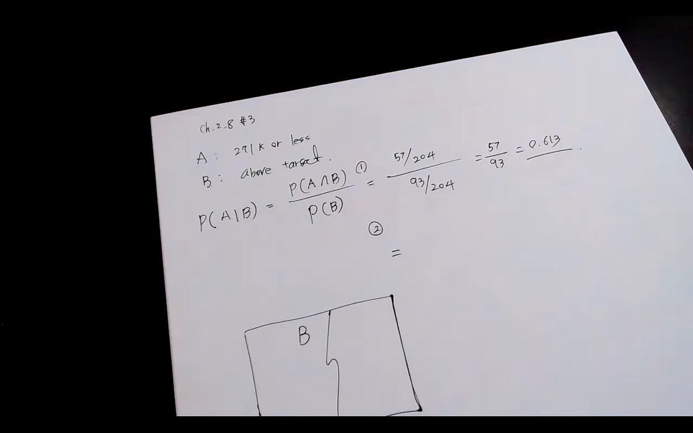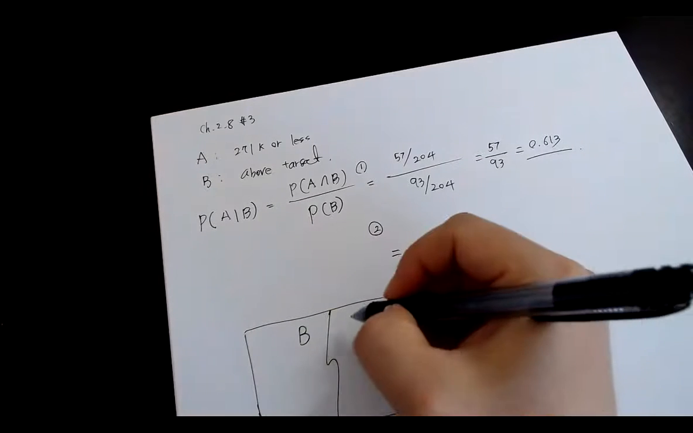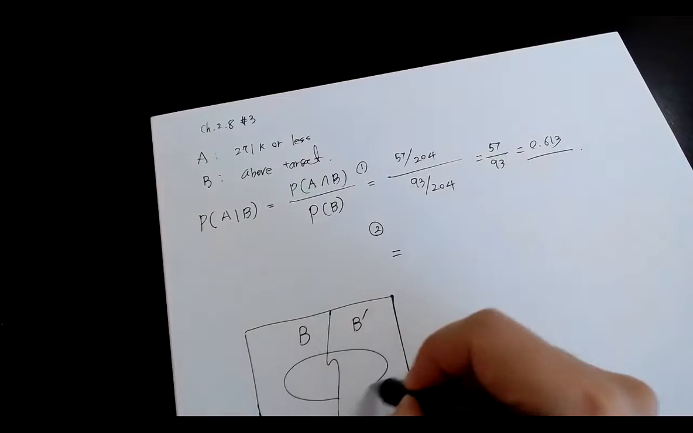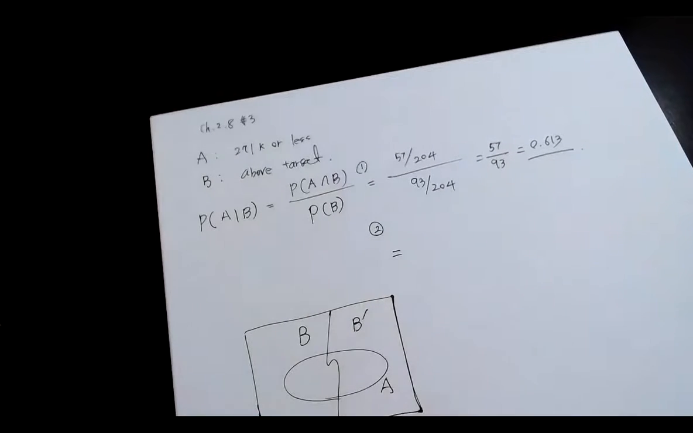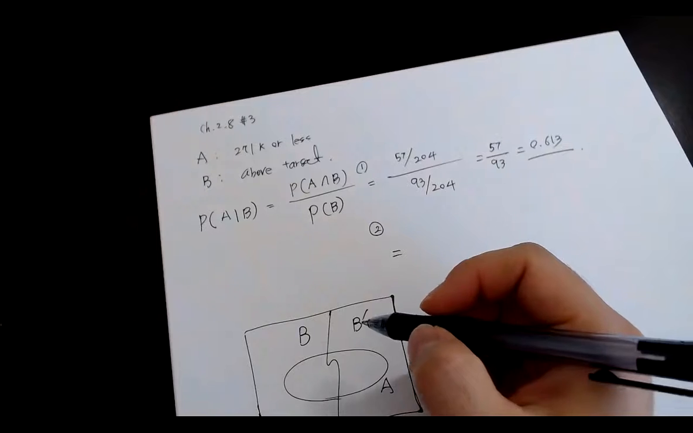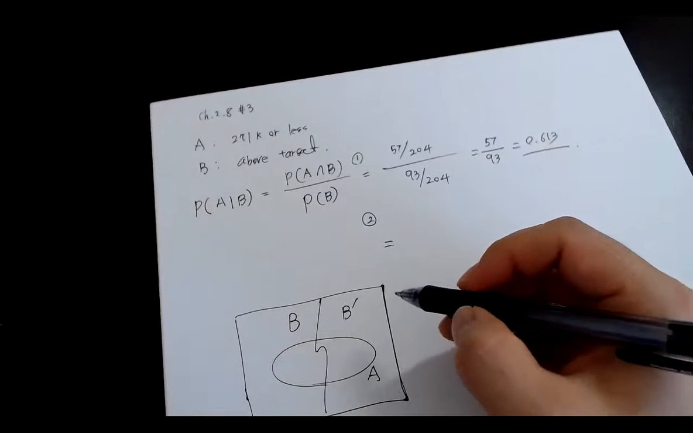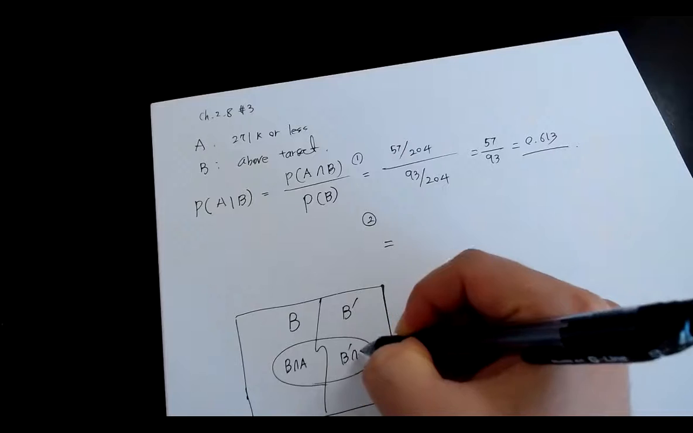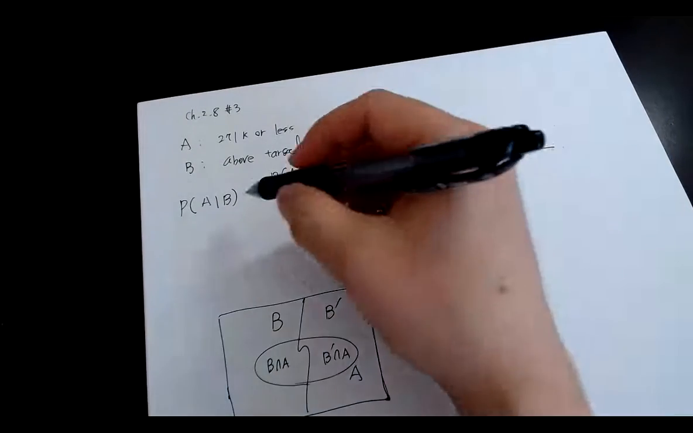All the reactions can be divided into two groups, B and B prime: above target, below target. Let's say this is event A, the set of the reactions whose final temperature is less than or equal to 171 K. So this is B intersection A, and this is B prime intersection A right here. And then we need to figure out this one.